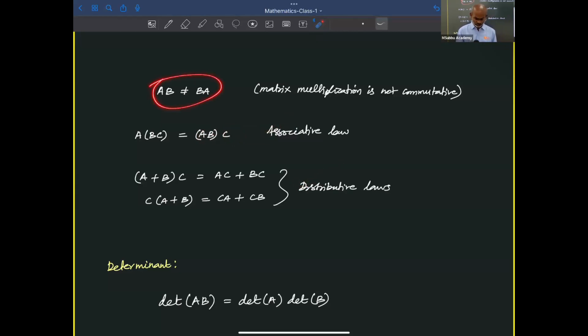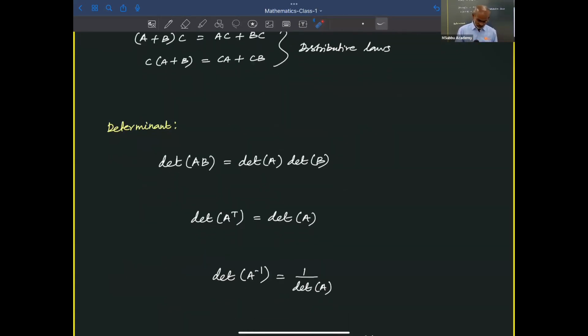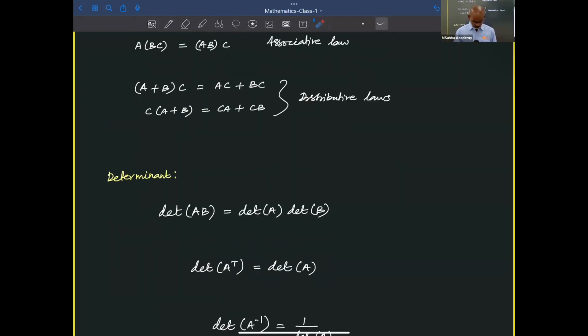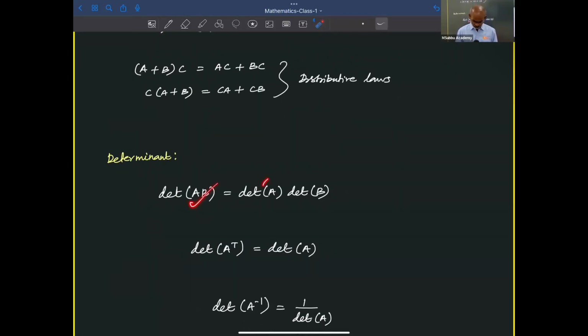Otherwise, this rule is very important. You cannot do this: A multiplied by B is not equal to B multiplied by A, because dimension-wise they won't match sometimes. Also, this is very important: the determinant of AB equals the determinant of A into the determinant of B.